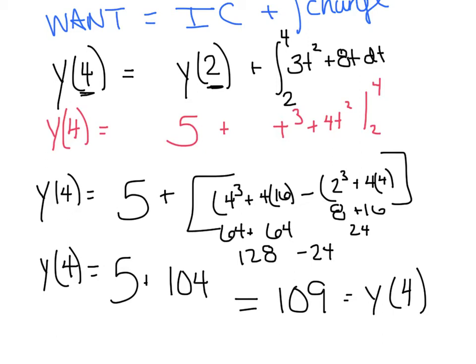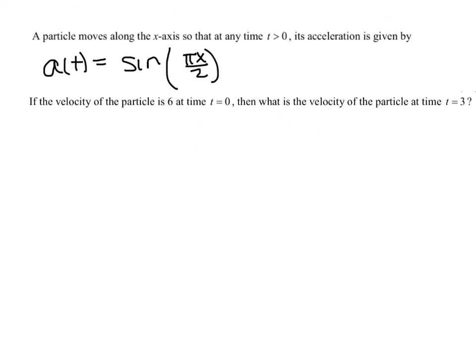All right, so a lot of self-talk again. It's want equals initial condition plus the integral of change. Next example. A particle moves along the x-axis so that any time t greater than 0, the acceleration is given by sine of pi x over 2. If the velocity of the particle is 6 at t equals 0, then what is the velocity of the particle at t equals 3? All right, so hopefully you're catching that initial condition that's given.